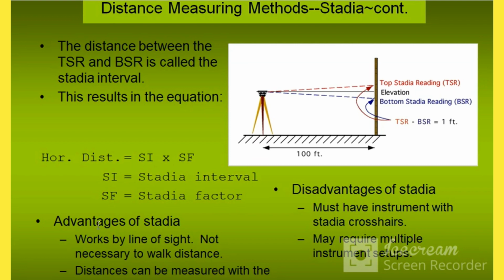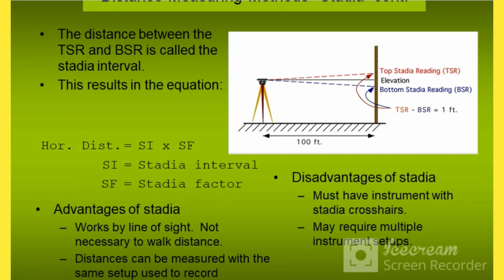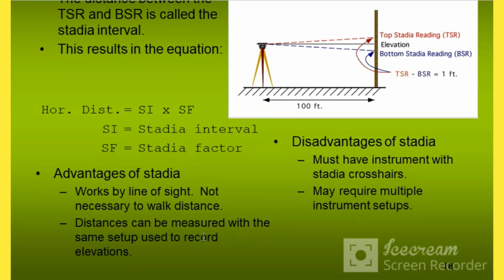Advantages: works by the line of sight, not necessary to walk distance. The distance can be measured with the same setup used to record elevation. Disadvantages: must have an instrument with stadia crosshairs, may require multiple instrument setups.